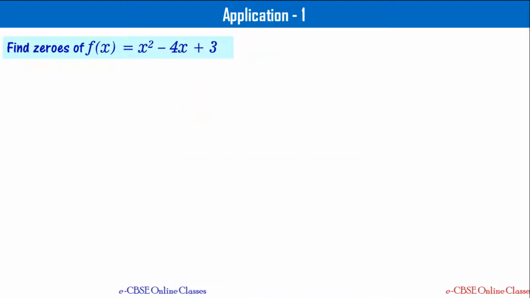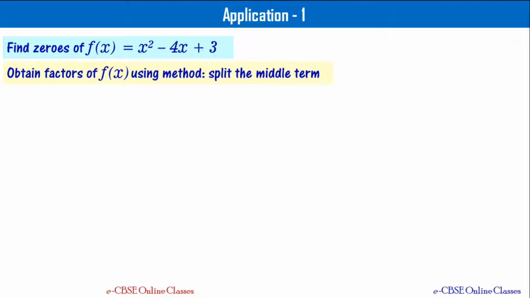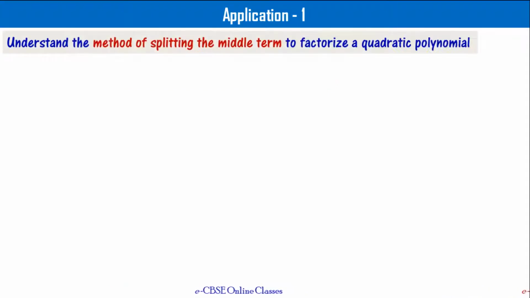Let's now take a look at an application problem. Find zeros of f of x equal to x square minus 4x plus 3. Let's obtain the factors of f of x using a method called split the middle term method. To do that, let's first understand the method of splitting the middle term to factorize a quadratic polynomial.